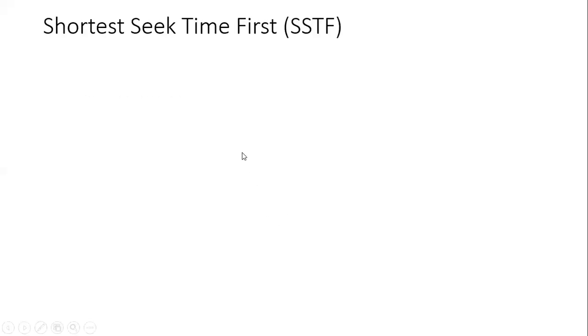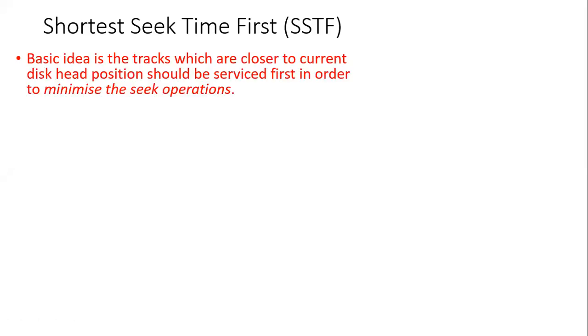Then we'll see another type of disk scheduling, that is shortest seek time first. As I told you earlier, the basic idea is that tracks which are closer to the current disk head position should be serviced first in order to minimize the seek operation. Whatever requests are nearer to the head will be satisfied first, and the requests which are at a longer distance from the head will be entertained later. That is the concept.